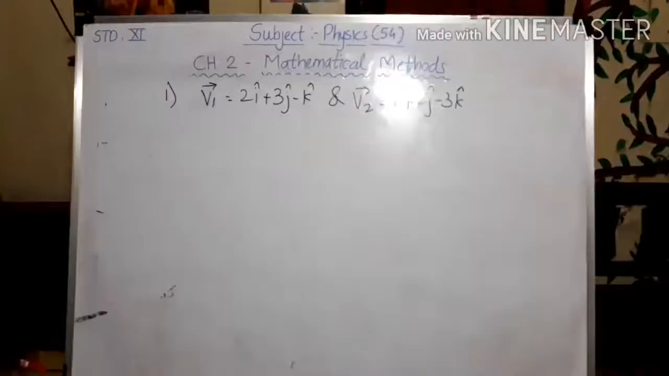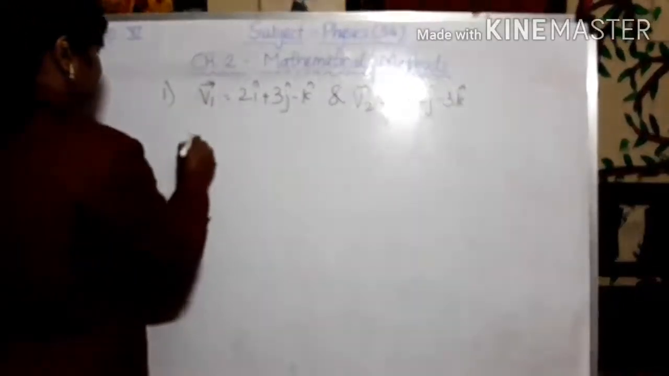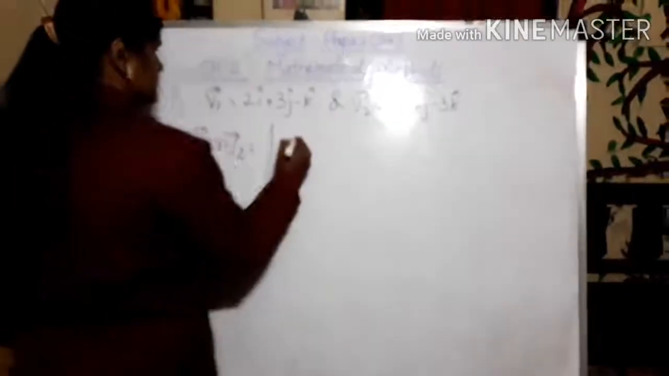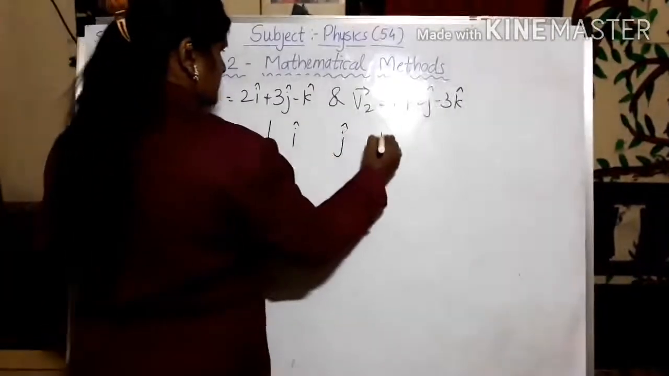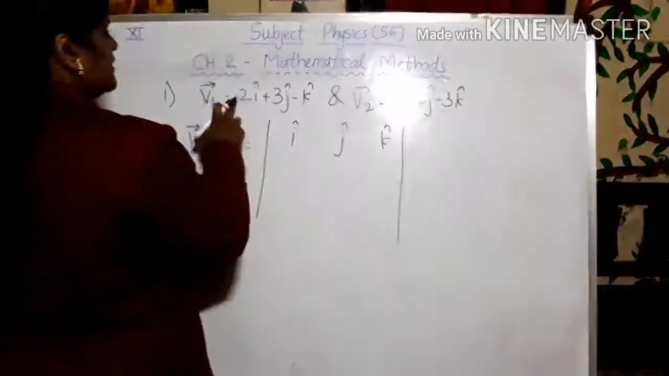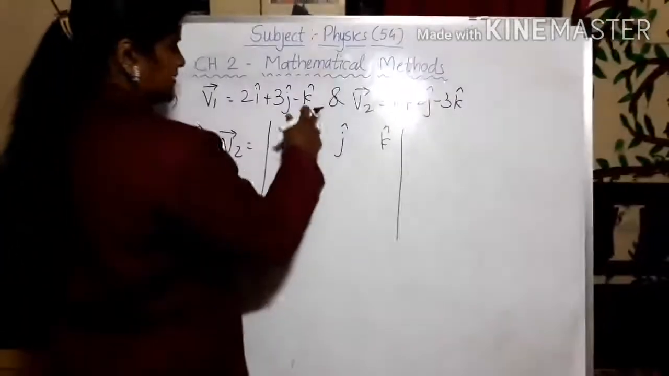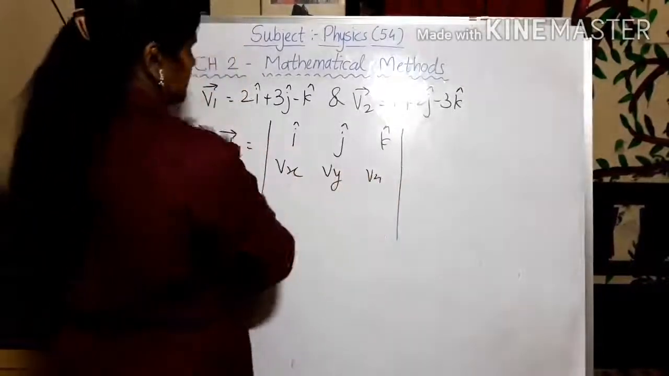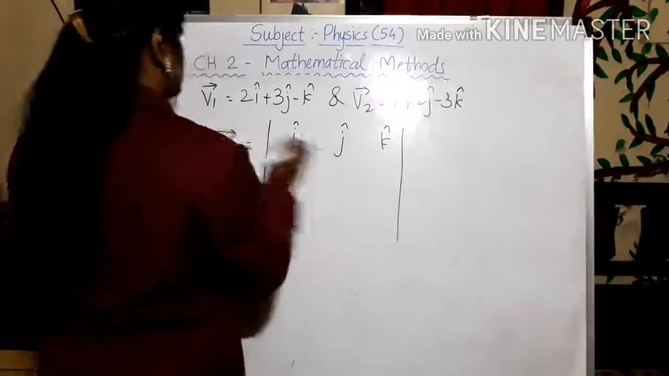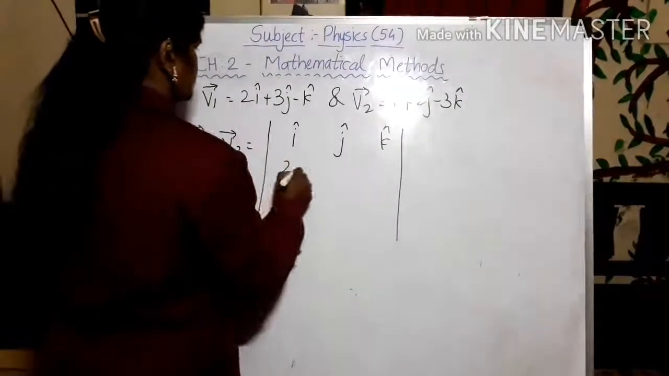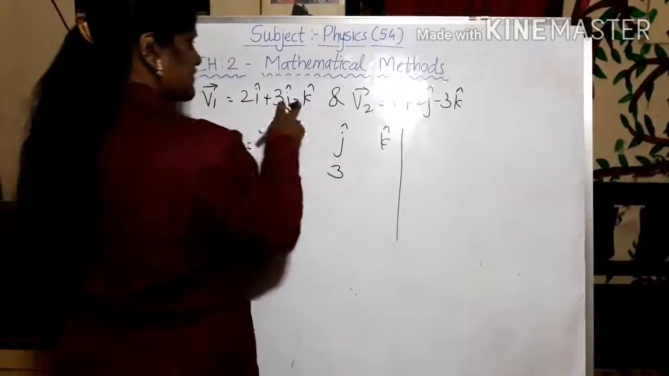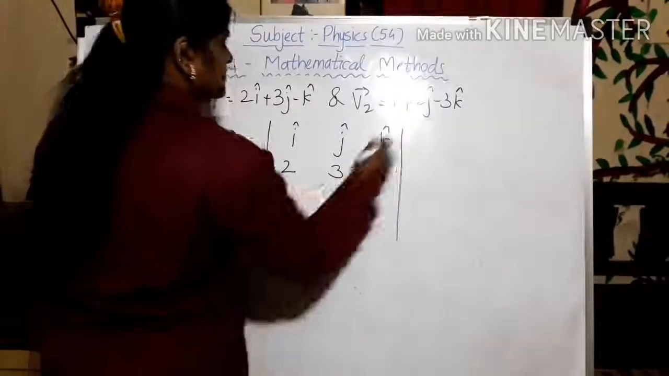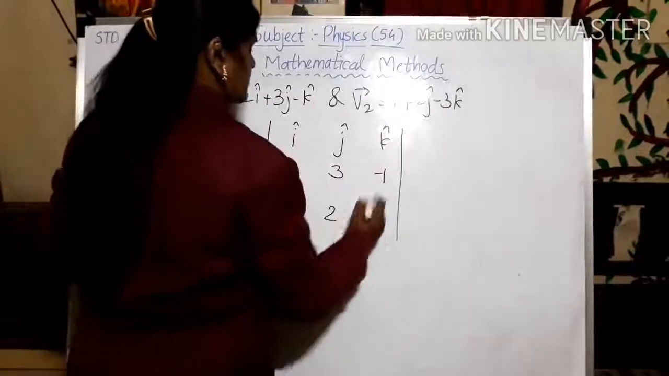Okay, I'm going to find out the vector product. Now see what steps I follow. Vx, Vy, Vz. No need to write this. I can just write the numbers. What is Vx? 2. What is Vy? 3. What is Vz? -1. Now again 1, 2, -3.